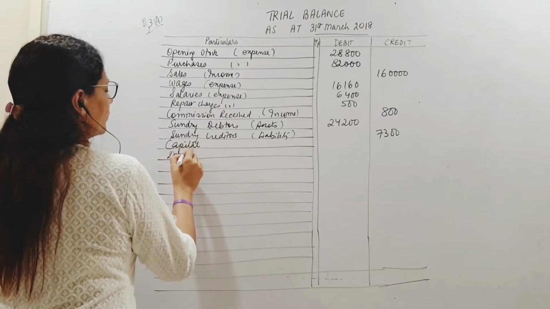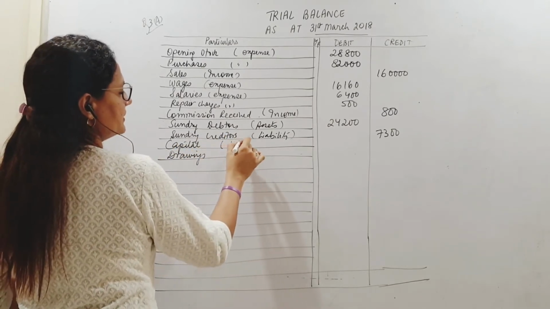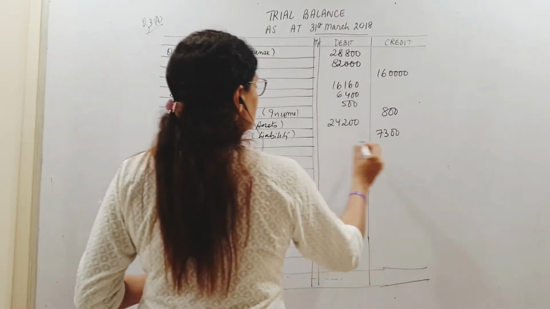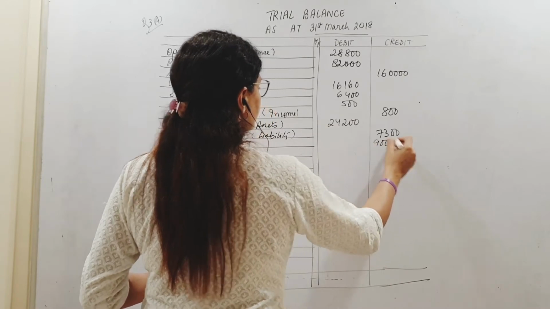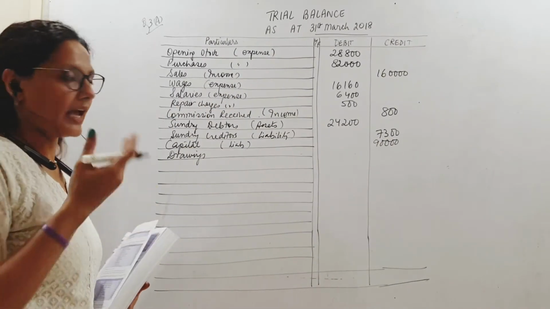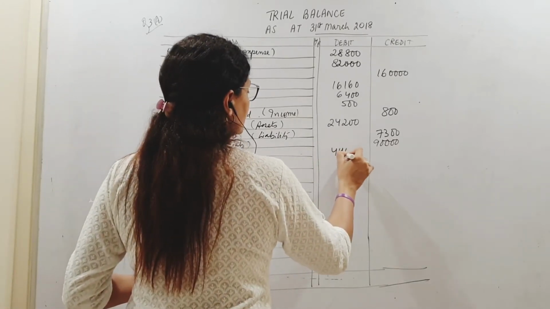Capital is always credit, isn't it? It is a liability, always. So how much is capital? 90,000. So 90,000 on the credit side. Drawings again reduces my capital. Therefore, it is on the debit side, 4,400.